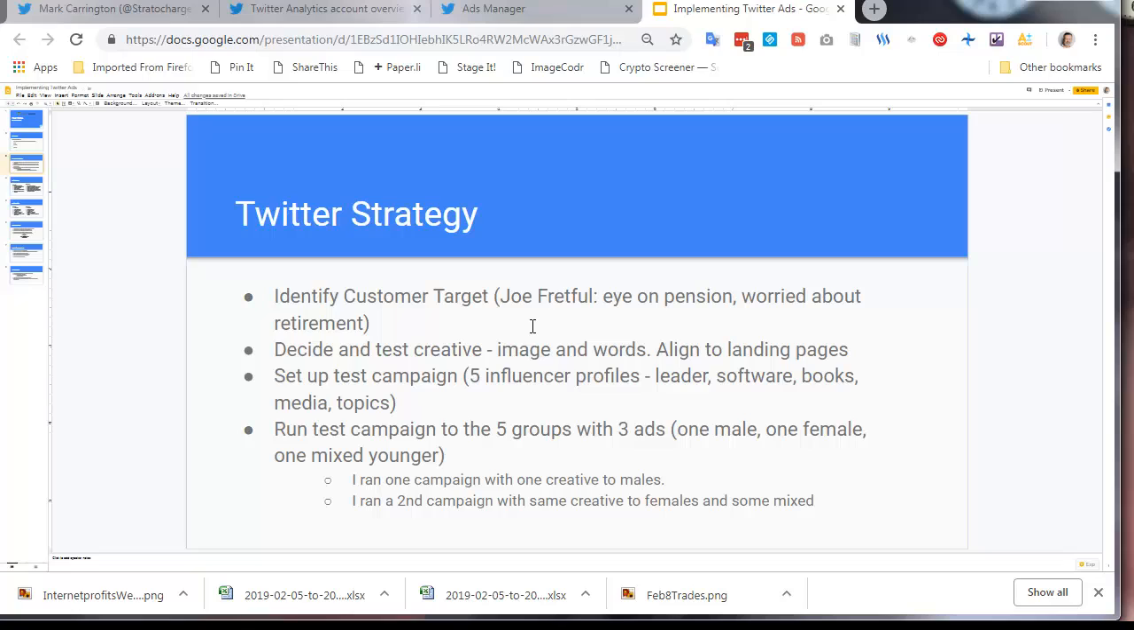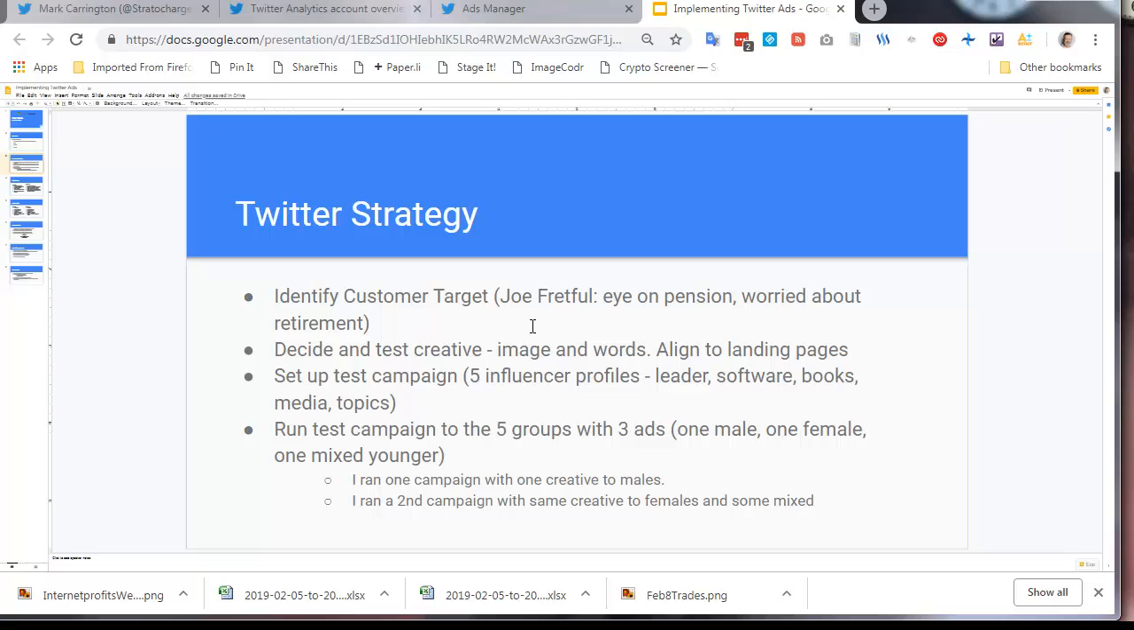So step number 1 is to identify the customer target, and a reminder is that my customer avatar for the first campaign was a person I called Joe Fretful. He has his eye on pension and he's worried about his retirement, that he's going to have sufficient income to live through retirement. So he's sort of in the 55 plus age group. Now clearly there's a lady version of this, so we'll call her Jill Fretful, but the first campaign was targeted at Joe Fretful.